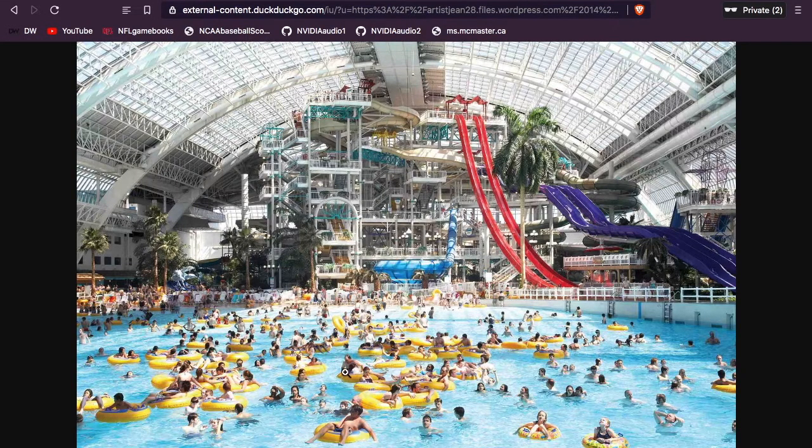I want to say this is the world's largest indoor wave pool, but I'm not sure offhand. And from behind where the camera is taken is a massive bungee jump. So there's a bungee jump, and if you hit it just right, you can get just into the wave pool.